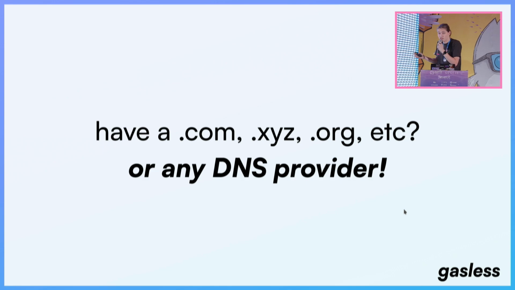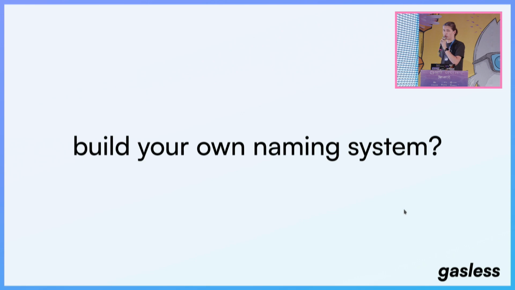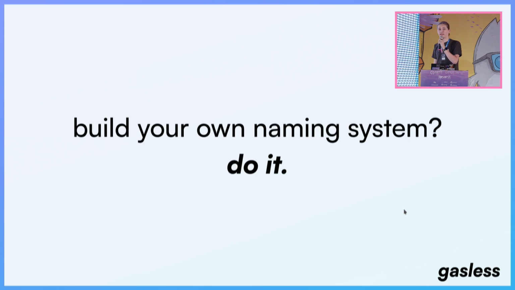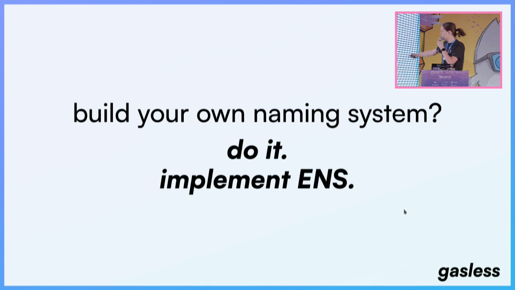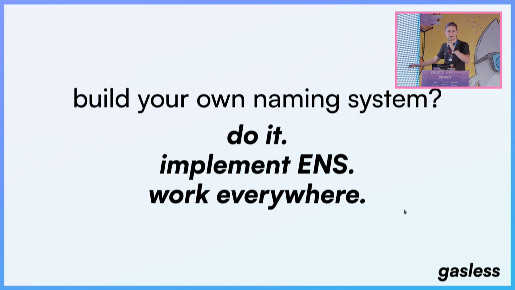Okay, fine. But it will still work. So you can get your Luc.cash or your .finance or your .domains or whatever your preferred Web2 domain is in the Web3 space and use it as your identity. So you want to build your own naming system? Bet. Do it. Implement ENS and work everywhere.